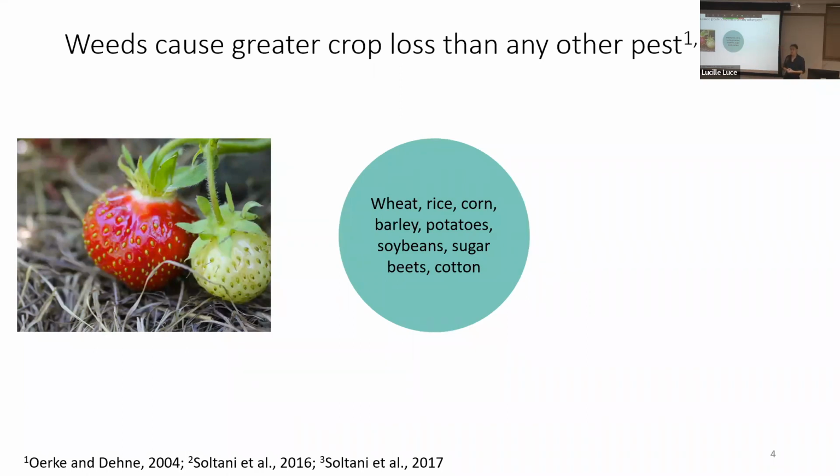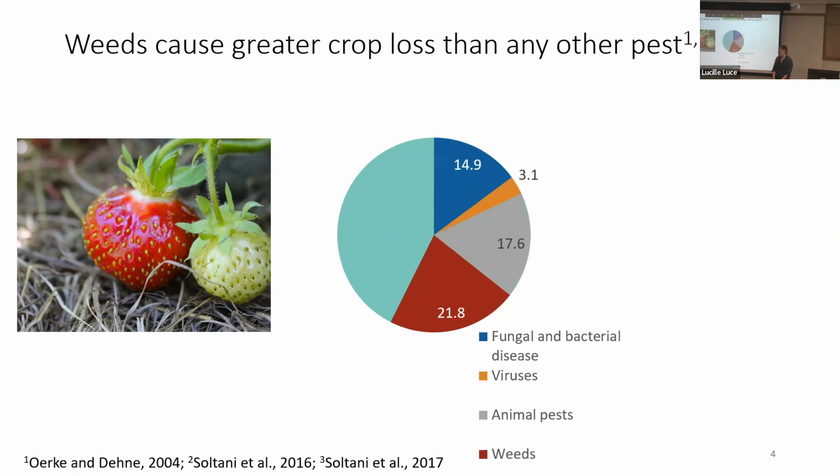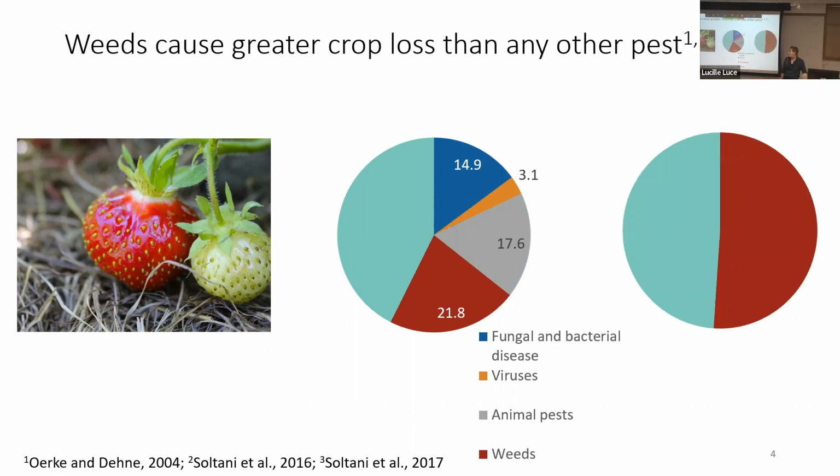Weeds are a really critical component of crop management. There's a study that looked at crops around the world and saw that weeds cause more crop loss than any other pest management problem. And there's another study looking at just corn and soybeans in the United States and Canada, and they estimated that without weed control, we could lose up to over 50% of our crops. So weed control is really important for all crop managers, except maybe in controlled environment agriculture.